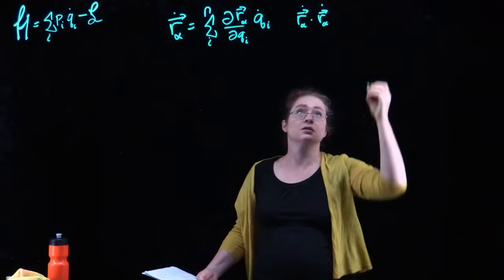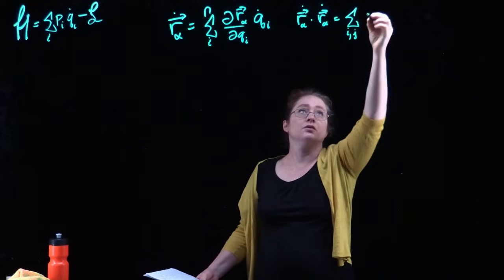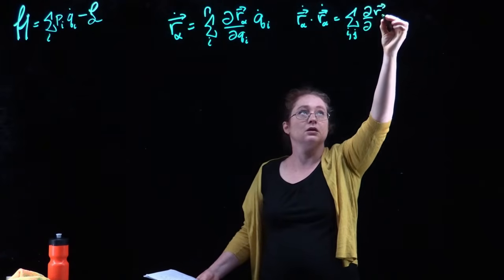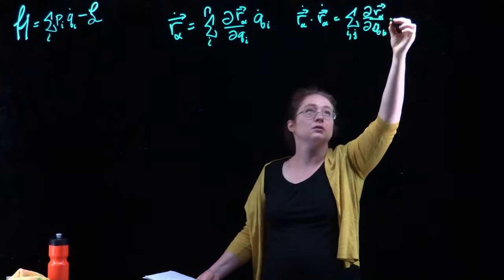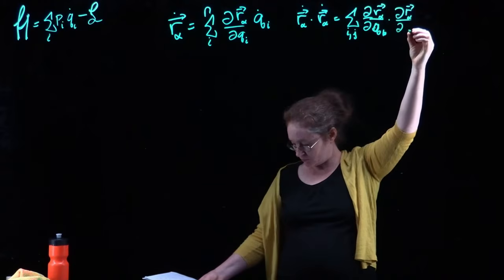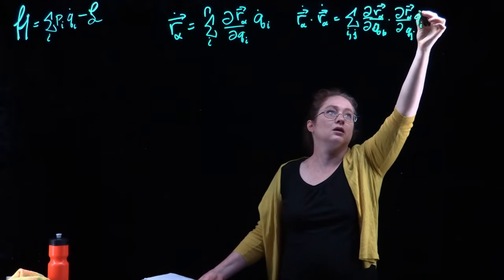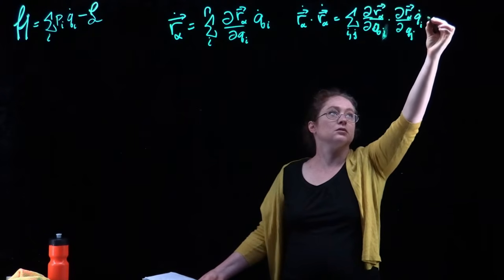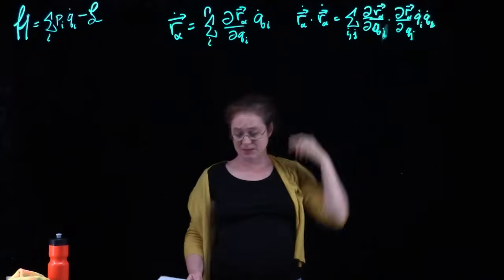And this is the sum. I'm going to have 2 indices, i and j, of partial r alpha, partial qj, partial r alpha, partial qk, qi dot, qk dot. This notation, where I'm not writing 2 sums, indicates a double sum.